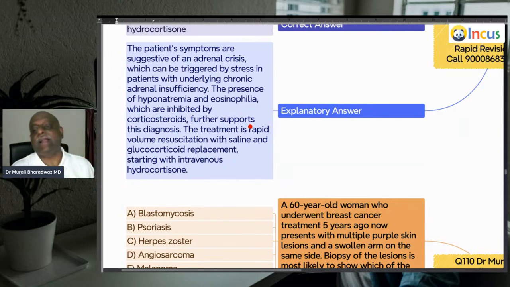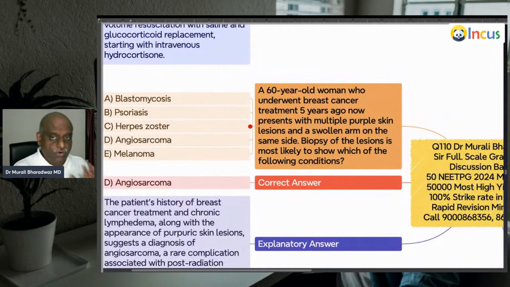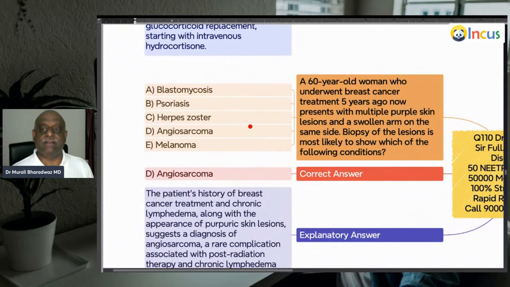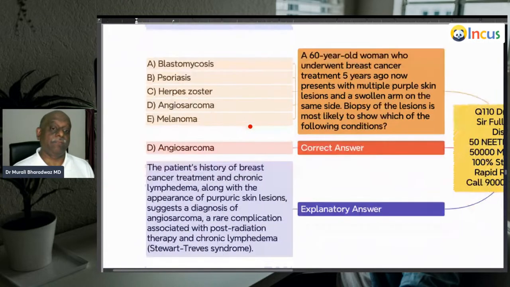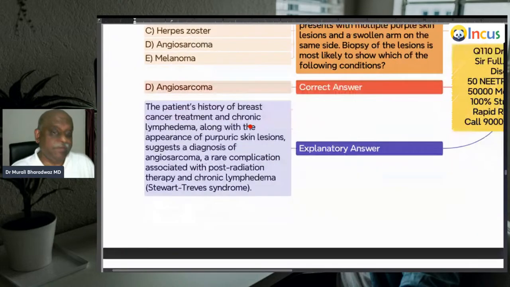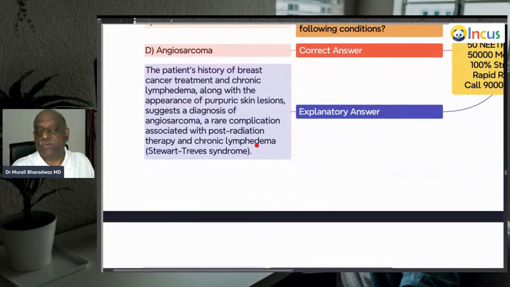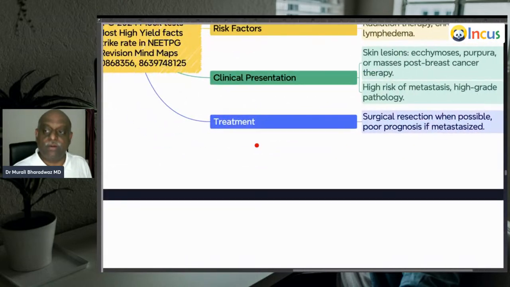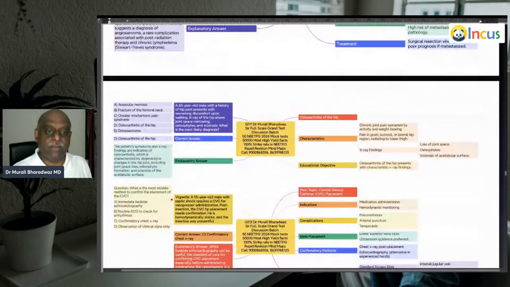Start with IV hydrocortisone. A 60-year-old woman underwent breast cancer treatment 5 years ago, and now has multiple purple skin lesions and a swollen arm on the same side. Biopsy of the lesion, what does it show? Breast cancer, chronic lymphedema, and purpuric skin lesions mean angiosarcoma. Post-radiation therapy and chronic lymphedema: Stewart-Treves syndrome. Angiosarcoma is what you need to remember.